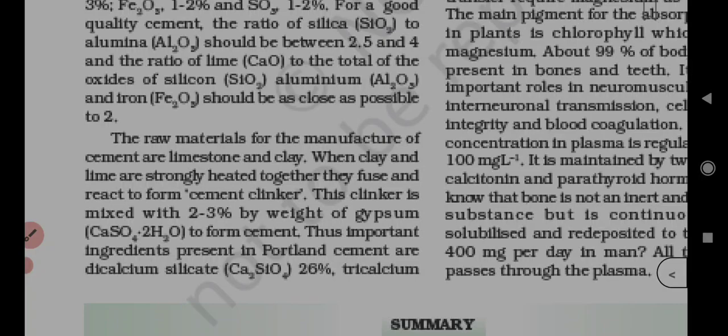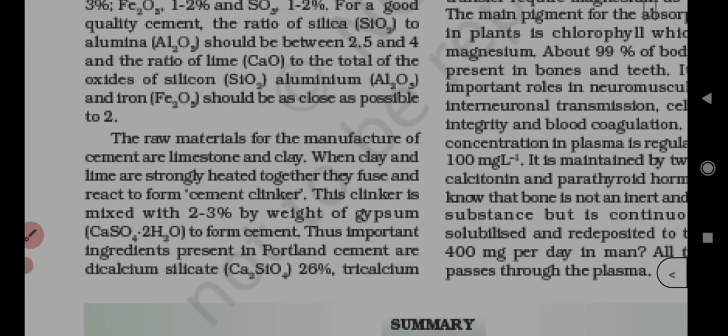It is an important building material. Setting of cement: when mixed with water, the setting of cement takes place to give a hard mass. This is due to the hydration. Only 20 to 25% silica is there, and we are adding only 2 to 3% gypsum.